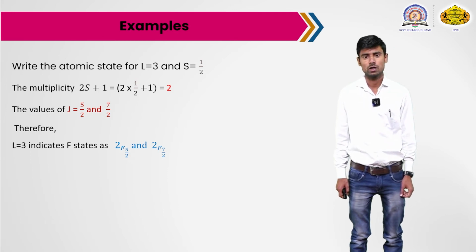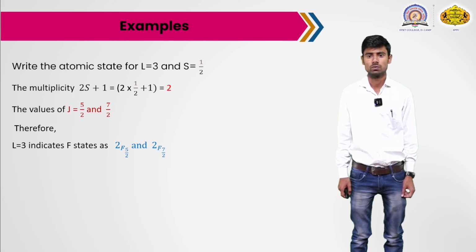Here we have to write the atomic state for L equals 3 and S equals half. Here also the value of total spin quantum number is a half, and that's why the multiplicity will be 2, that is a doublet state. And L equals 3 here, and that's why the value of J will be from 3 minus half, which is 5 by 2, to 3 plus half, which is 7 by 2. So there will be only two values of J, which are 5 by 2 and 7 by 2. And therefore for L equals 3, we have F state, and there will be two states.